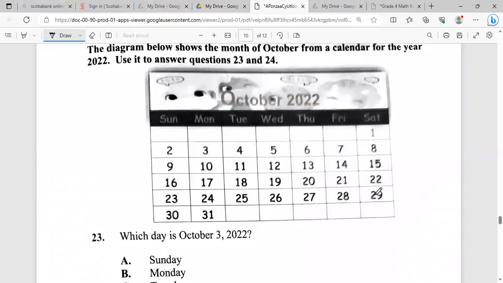The best month of the year. The diagram below shows the month of October from a calendar for the year 22. Use it to answer items 23 and 24. Which day is October 3? So first we find 3 and see which day it matches with. And that is Monday.